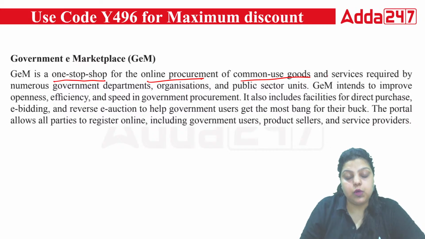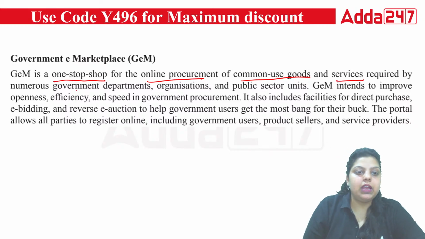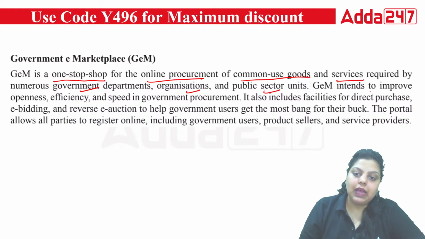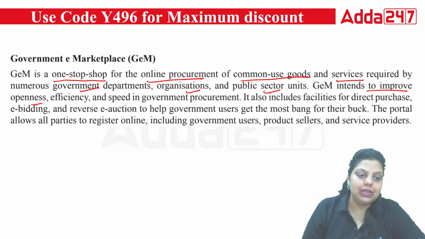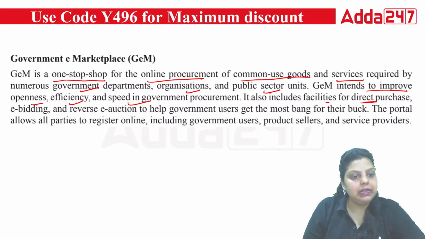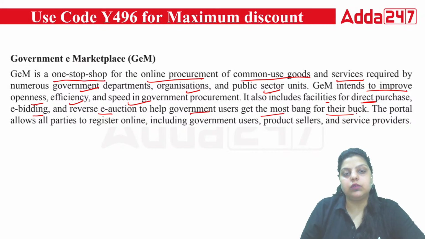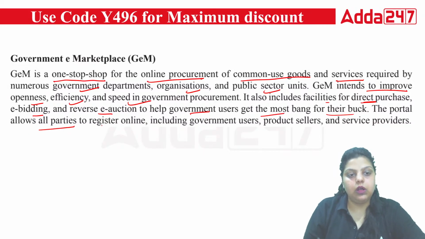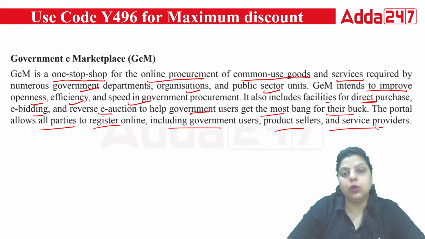common use goods and services required by the numerous government departments, organizations, and public sector units. So GeM actually intends to improve the openness, efficiency, and speed in government procurement, and it also includes facilities for direct purchase, e-bidding like online bidding, and reverse e-auction to help the government users to get the most bang for their buck. So the portal allows all parties to register online, including government users, product sellers and service providers, all of these. Okay, next.